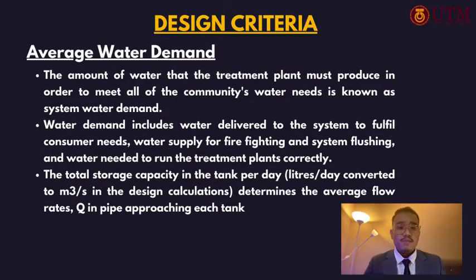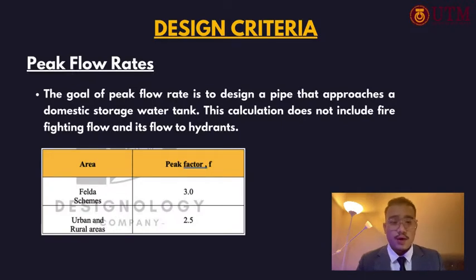Design criteria for average water demand. Average water demand is the amount of water that the treatment plant must produce in order to meet all of the community's water needs. It is known as system water demand. Water demand includes water delivered to the system to fulfill consumer needs, water supply for fire extinguisher and system flushing, and water needed to run the treatment plants correctly. The total storage capacity in the tank per day determines the average flow rates in the pipe approaching each tank. Design criteria for peak flow rate.